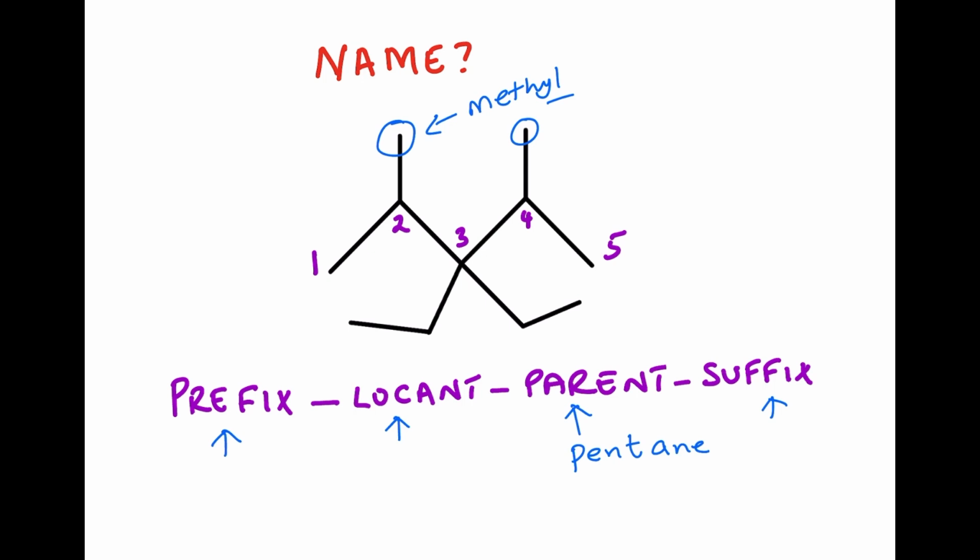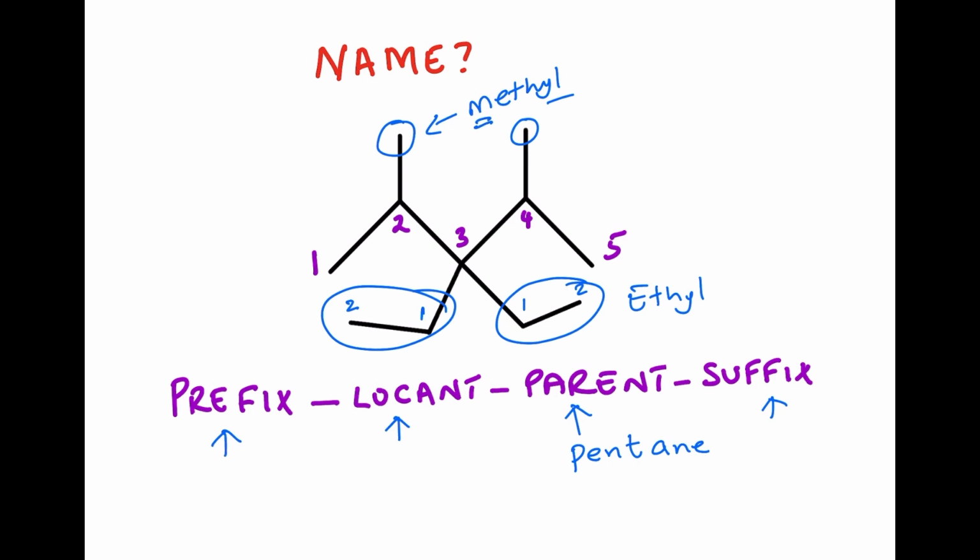And then the other 2 substituents have 1 and 2 carbons. This one also has 1 and 2 carbons. So those 2 groups are both ethyl substituents. Next, we need to arrange the substituents alphabetically.